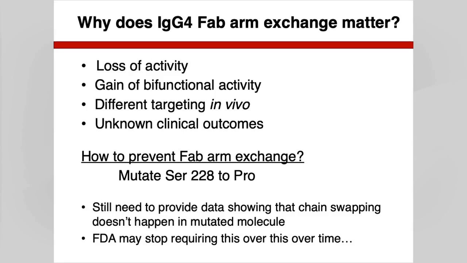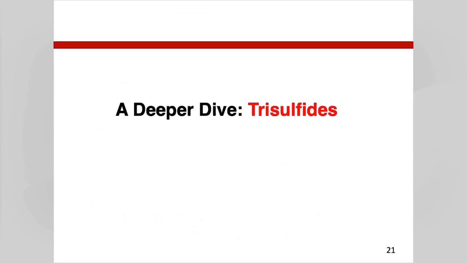The FDA, which is the regulatory organization that I know the best, still wants to understand if you're developing a molecule, whether you are seeing Fab-arm exchange, even if you have the amino acid change from the serine to proline. But I think over time, the regulators will stop looking at that as much as they have been to date.